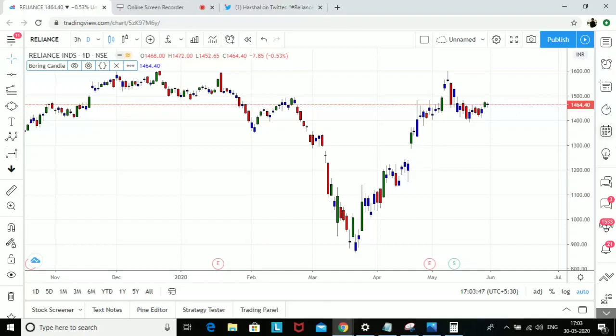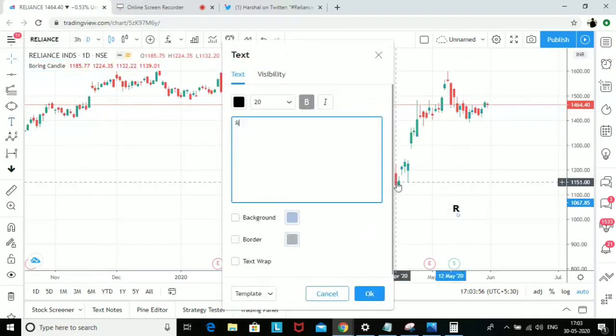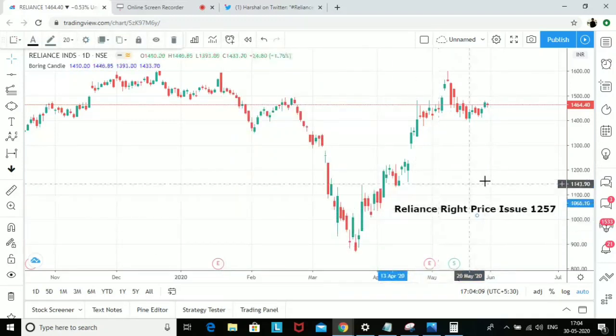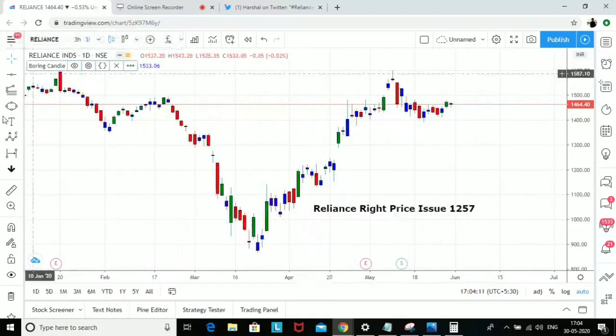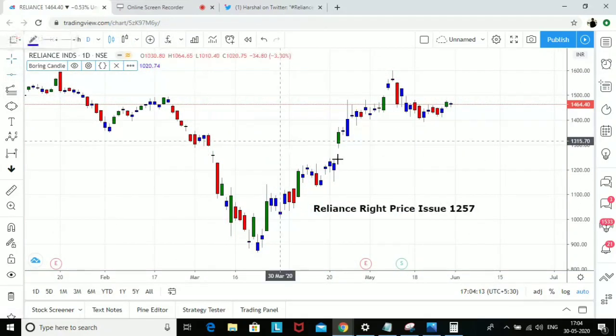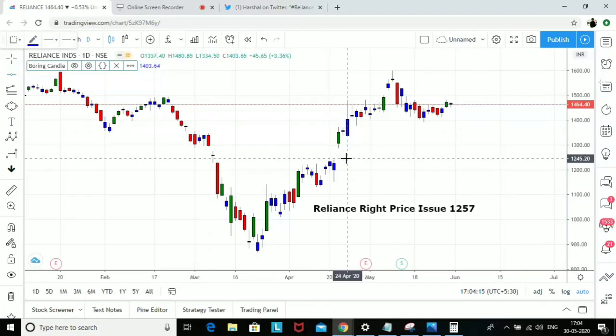So here I'm on this website tradingview.com and this is a daily chart of Reliance. The current market price is 1464 and recently there was a news about the Reliance rights price issue which was at 1257. So now if I try to see 1257, it comes to somewhere around this level. 1257 is coming at around here.